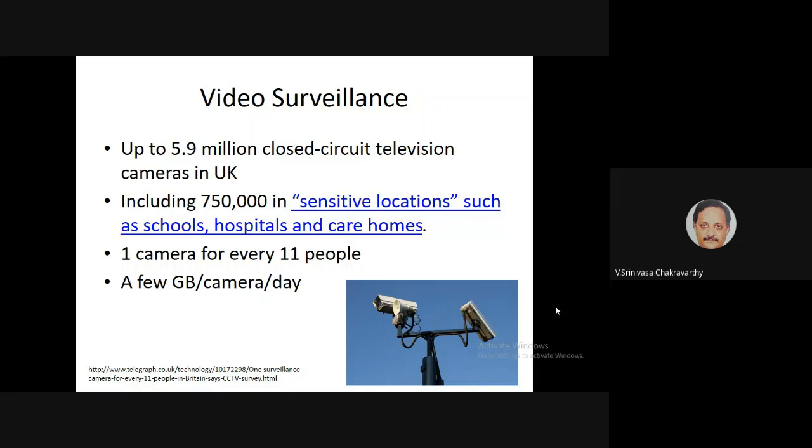There are 70,000 sensitive locations, such as schools, hospitals, and care homes. So that's very dense coverage by video. One camera for every 11 people. And so you have issues like privacy. If a camera is pointed at some apartment, and then towards the window of some apartment, you need to make sure that that part of the image is filtered out. That's what happens if you have too much video surveillance.